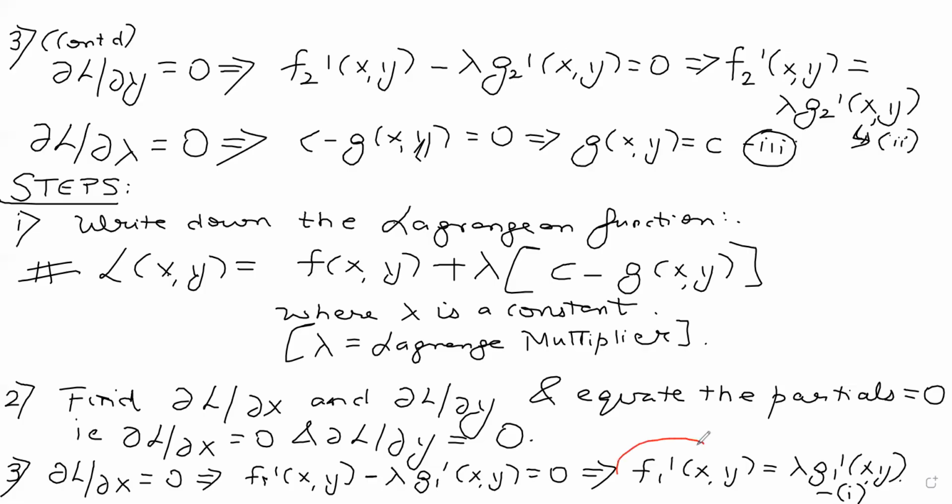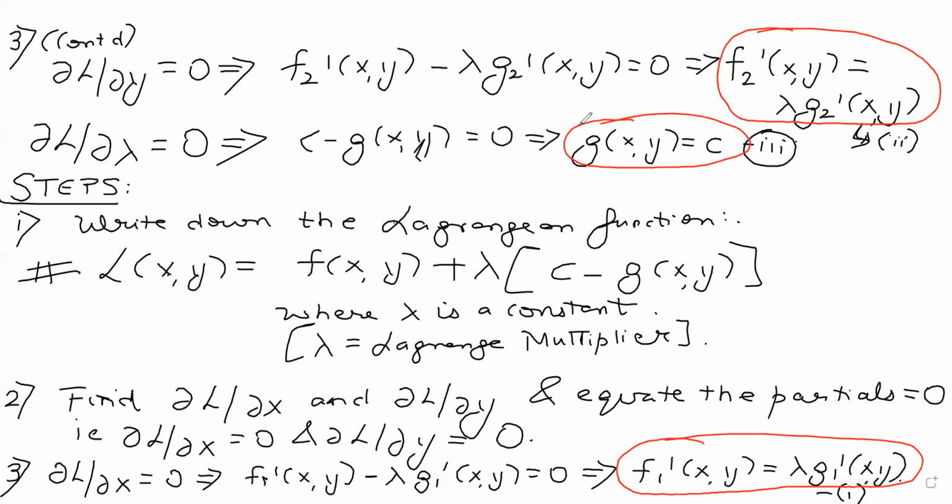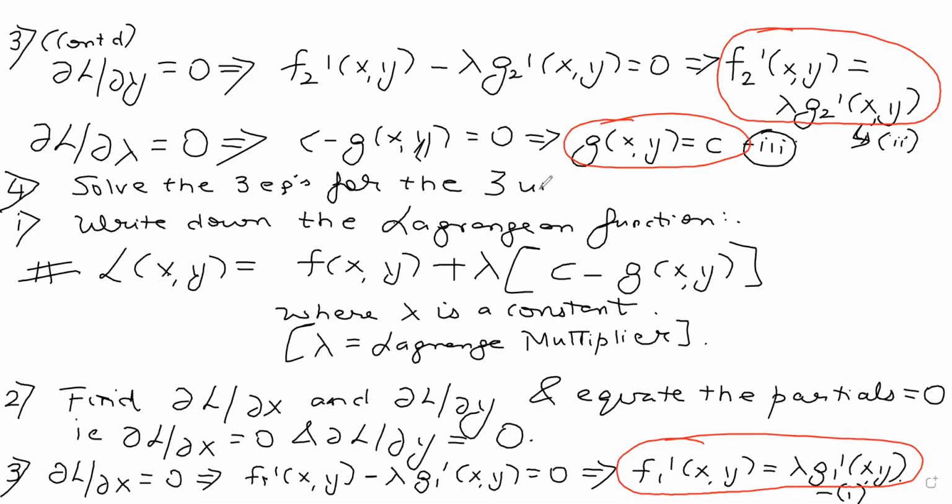First equation is f1 dash xy equals lambda times g1 dash xy. Second equation is f2 dash xy is lambda times g2 dash xy. Third equation is g of xy equal to c. Now comes the last step. We need to solve these three equations. Very simple. Step number 4 is solve the three equations for the three unknowns. What are the unknowns, guys? The unknowns are x, y, and lambda.